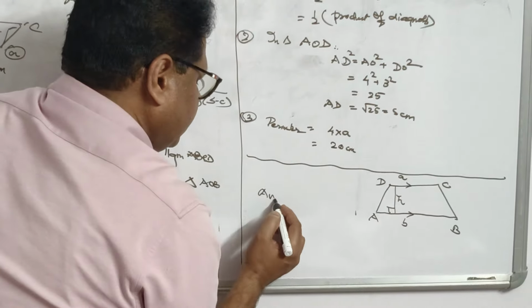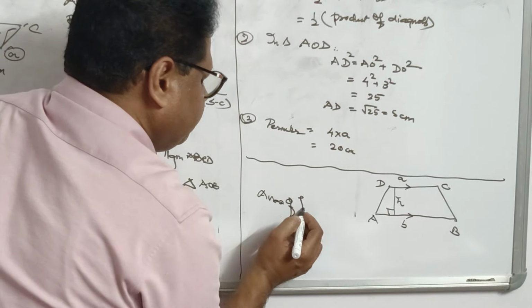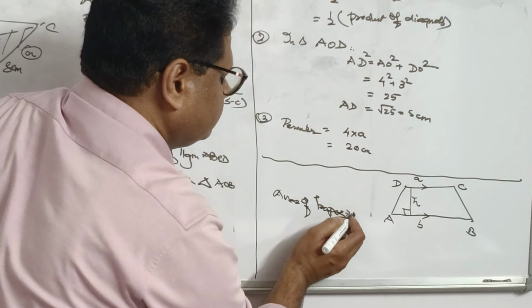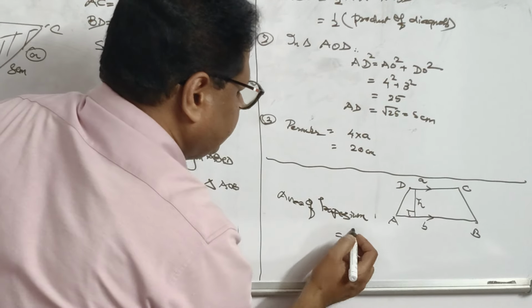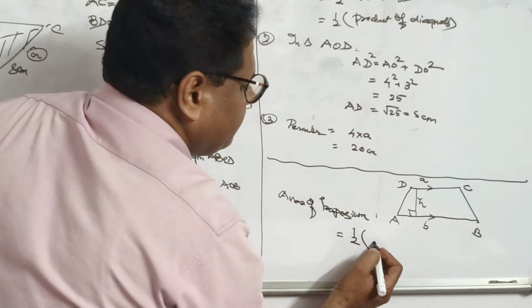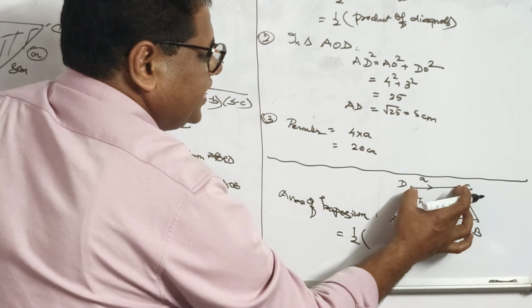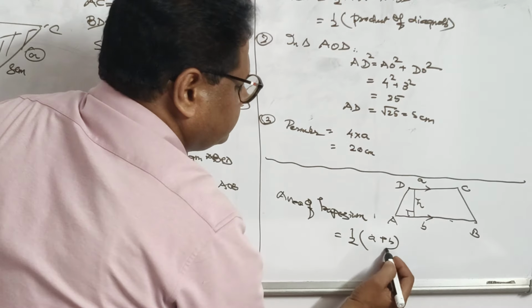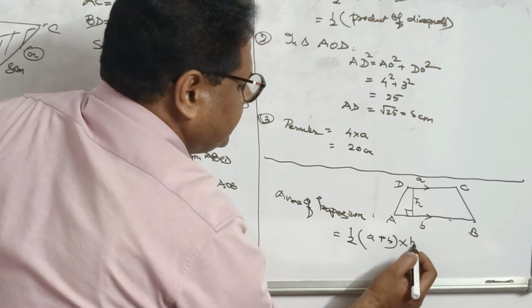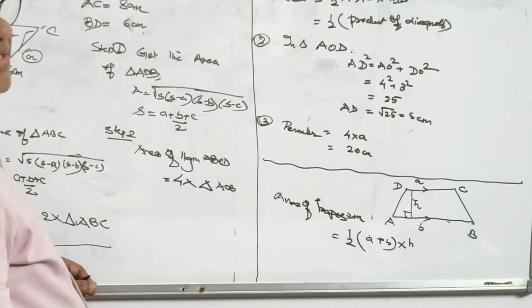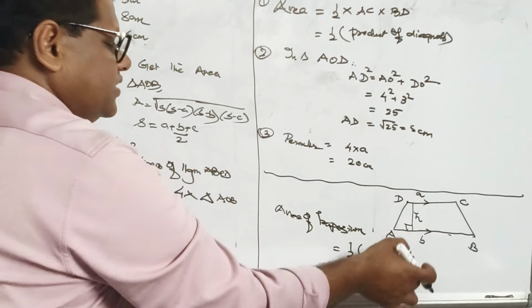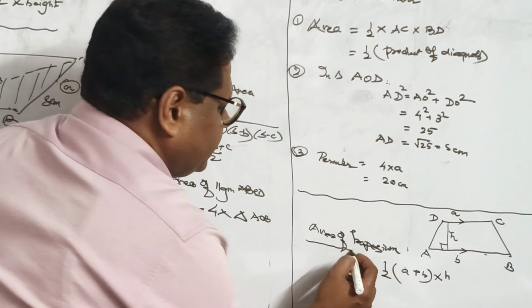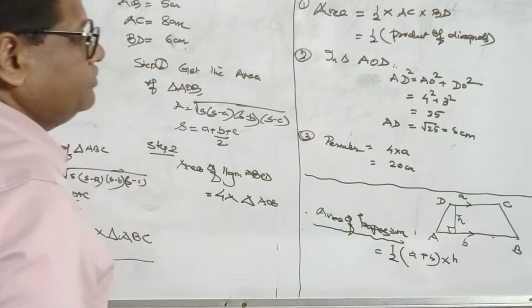So you can apply the area of trapezium, that is half into sum of parallels. If this length is A, this length is B, multiply this with the height of these particular parallels. That means the distance between the parallels, this is the H. So applying this formula, you can calculate the area of trapezium.